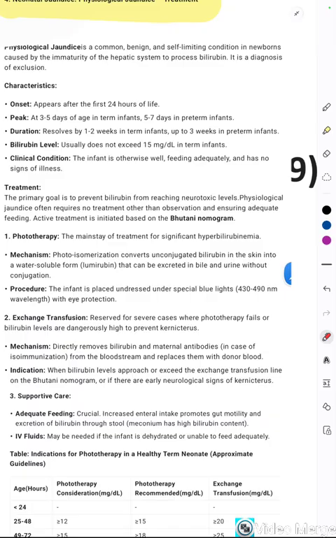The mechanism is that it directly removes the serum bilirubin levels and the maternal antibodies from the bloodstream and replaces it with donor blood. Double volume exchange transfusion, about 160 to 180 ml per kg, is done in case of erythroblastosis fetalis. Indication is when it goes into the high risk zone on the Bhutani nomogram.